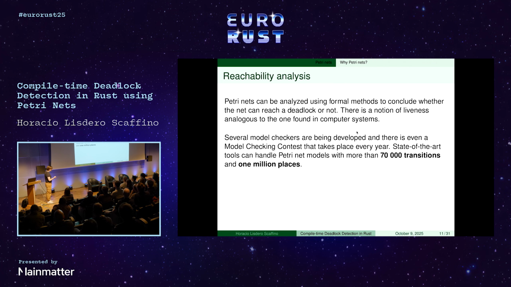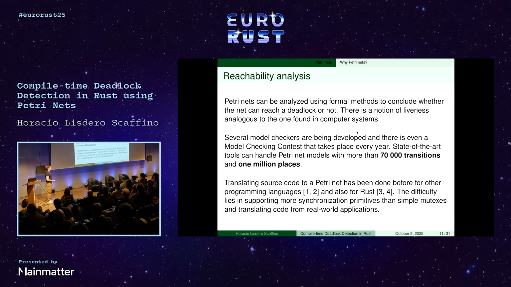And these model checkers can handle quite big nets already, and much more complex than the kind of things that you get when translating a source code. So we can put these model checkers to use, and basically we just need the translation. We need to translate from the world of Rust source code to a Petri net, and from there the model checker takes care of the rest.